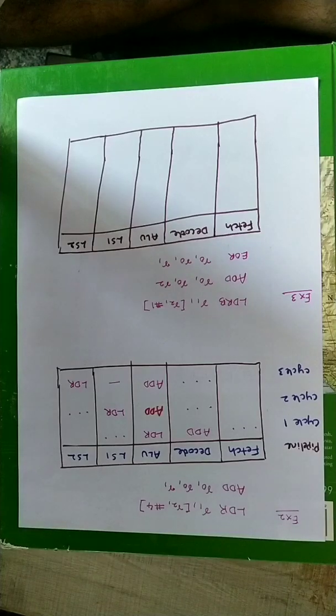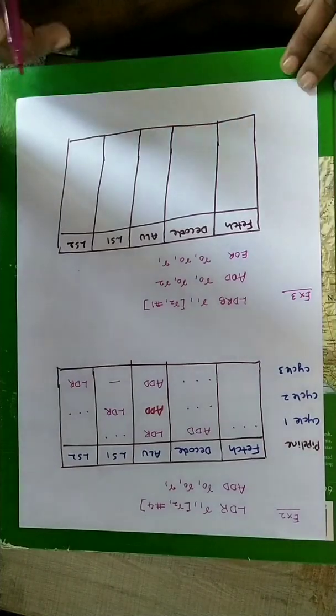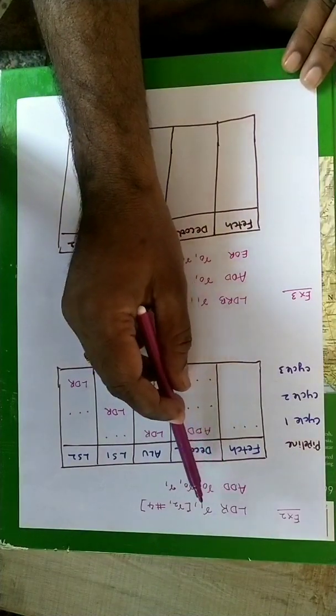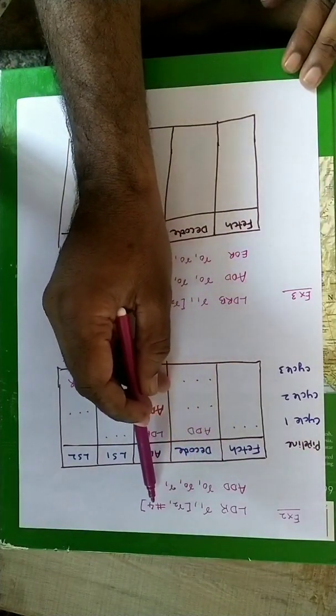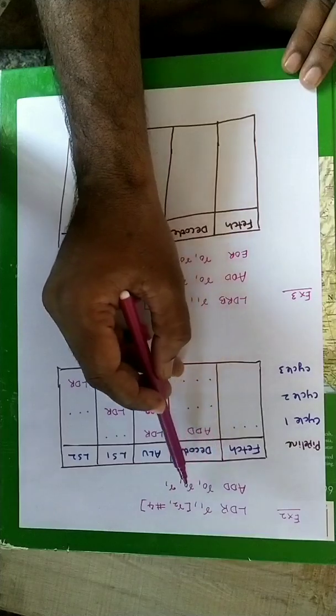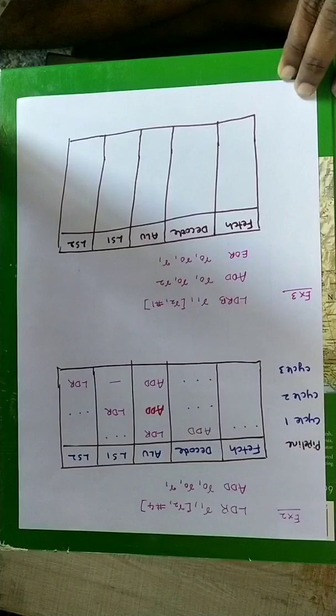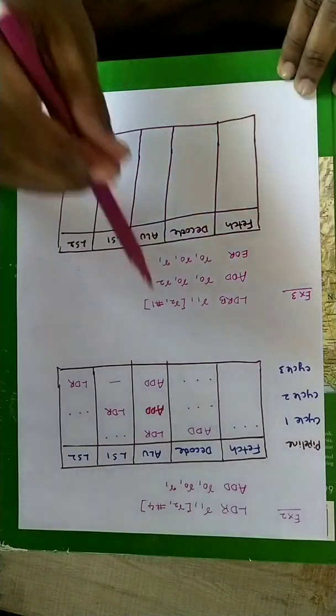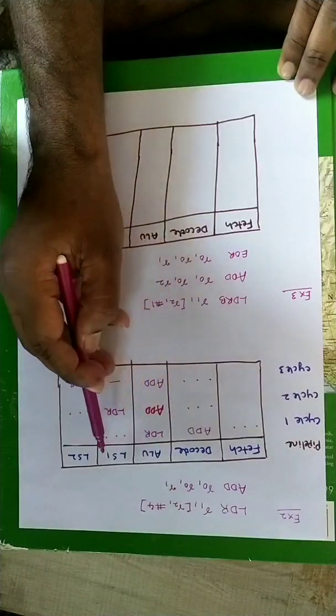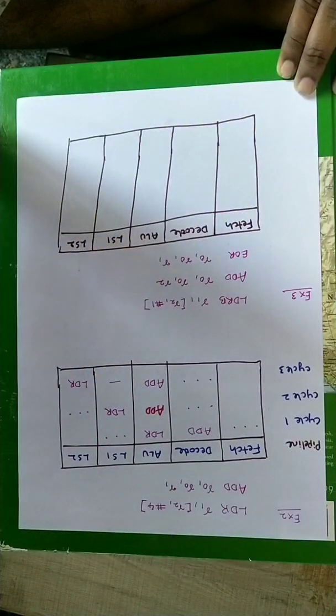In this part 2 we'll discuss some of the examples in detail. Let us take example 2. In example 2 we have LDR R1, [R2, #4], and ADD R0, R0, R1. Two instructions are there. The first instruction is the load instruction. Here, in the five different parallel pipeline operations: fetch, decode, ALU, LS1 and LS2.